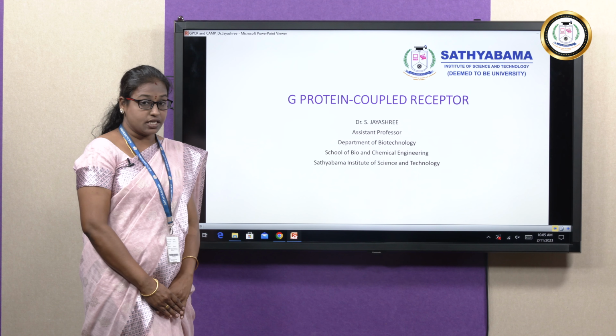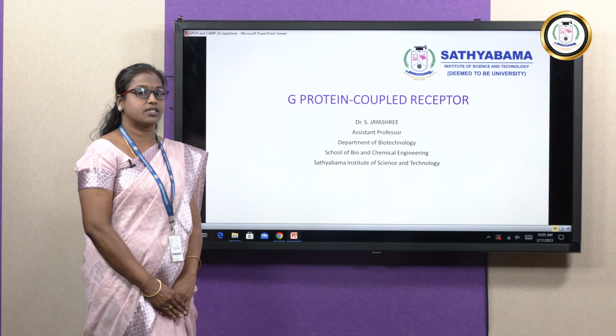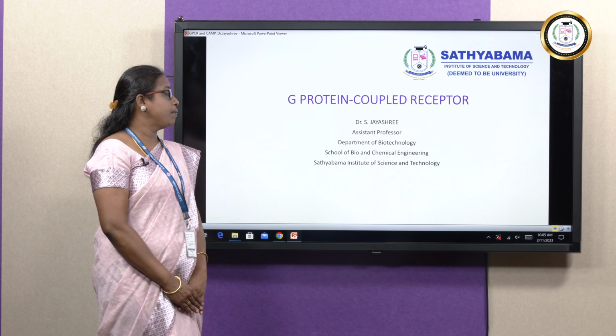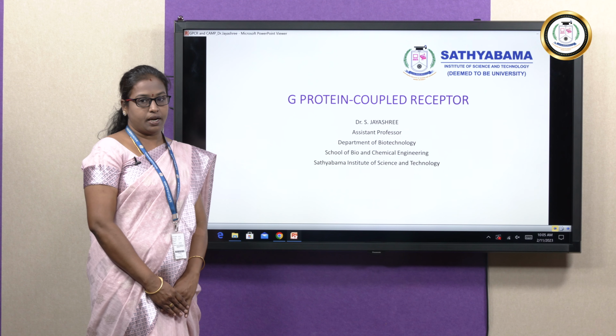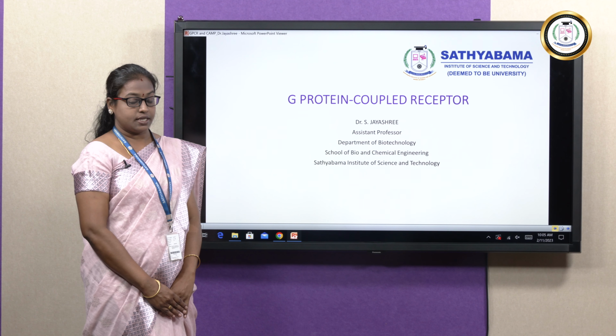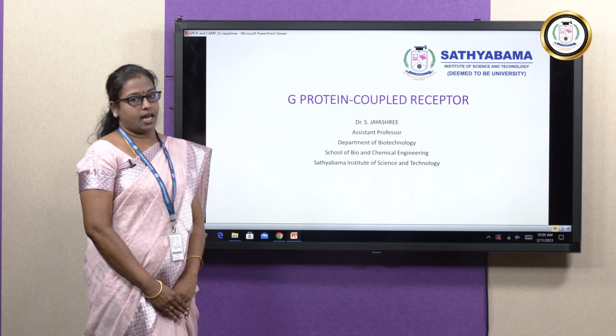They can be classified into two categories based on where they are present. They may be classified into cell membrane receptors and intracellular receptors. Cell membrane receptors are found in the plasma membrane, whereas intracellular receptors are present in the nucleus and cytoplasm.